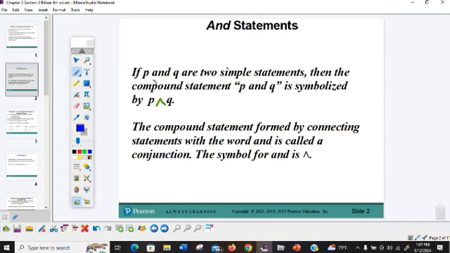Okay, so if P and Q are two simple statements, then the compound statement can be P and Q. And the symbol for and is this little up arrow here. So this would be P and Q. That's if P and Q are both simple statements, the compound statement would be P and Q. And that's the symbol for and.